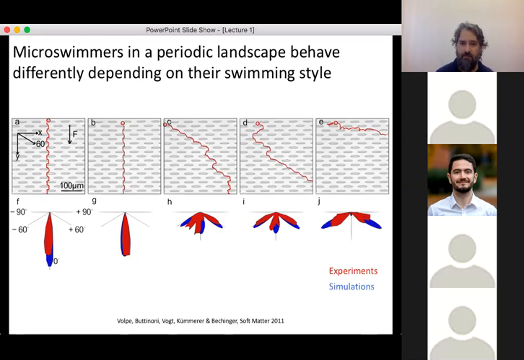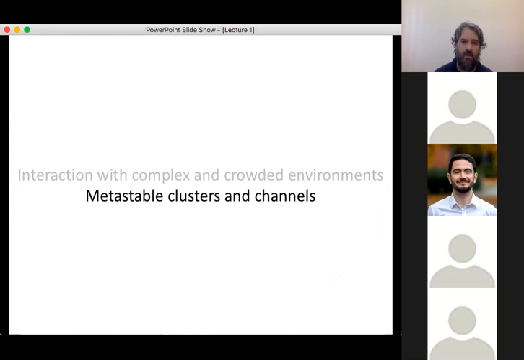So, first example, sorting active particles based on the swimming style. What can you use it for? For example, to sort bacteria or sperm cells and so on. Okay, let's go to another example, which I like particularly. This is metastable clusters and channels. The reason why I like it particularly is because it's colorful and because this is actually a thesis project, master thesis project done by a student in your program in complex adaptive systems a few years ago.